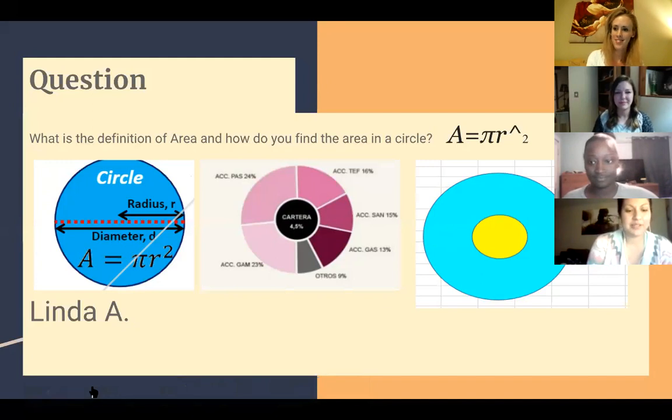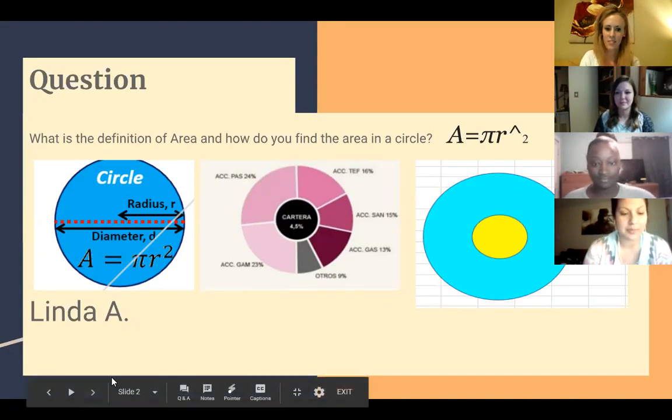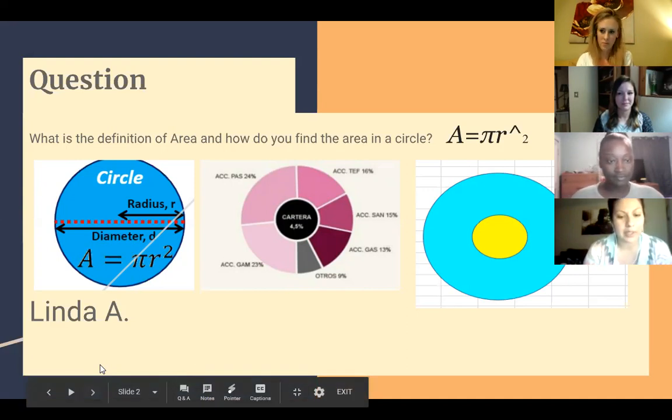The definition for area is the amount of space inside of the boundary of a flat two-dimensional object, such as a triangle or a circle or a surface of a solid of a three-dimensional object. While learning about misleading graphs, we also learned about the area. You could find the area when you multiply pi times the radius squared.